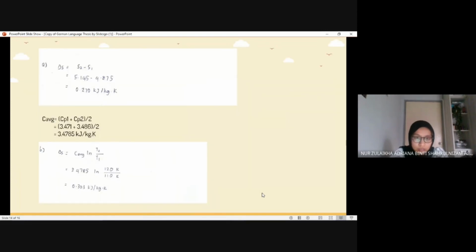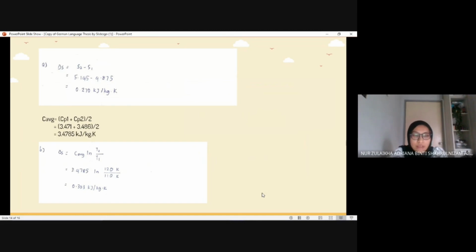Next. For question 1, we need to find the entropy change using the tabulated data. So delta S equals S2 minus S1. This is the formula. Then we substitute the values, and we get the answer of 0.270 kilojoule per kg Kelvin. For question B, the formula is delta S equals C average ln T2 over T1.